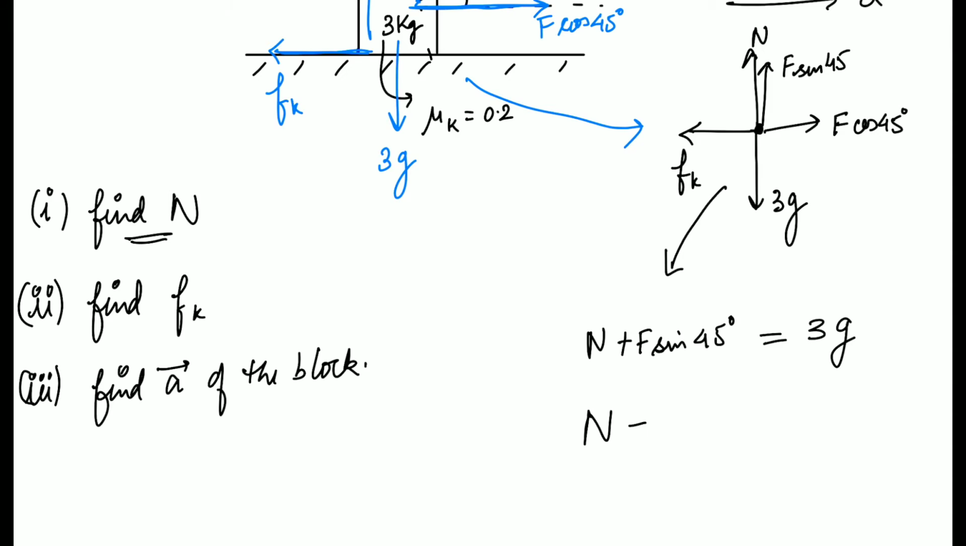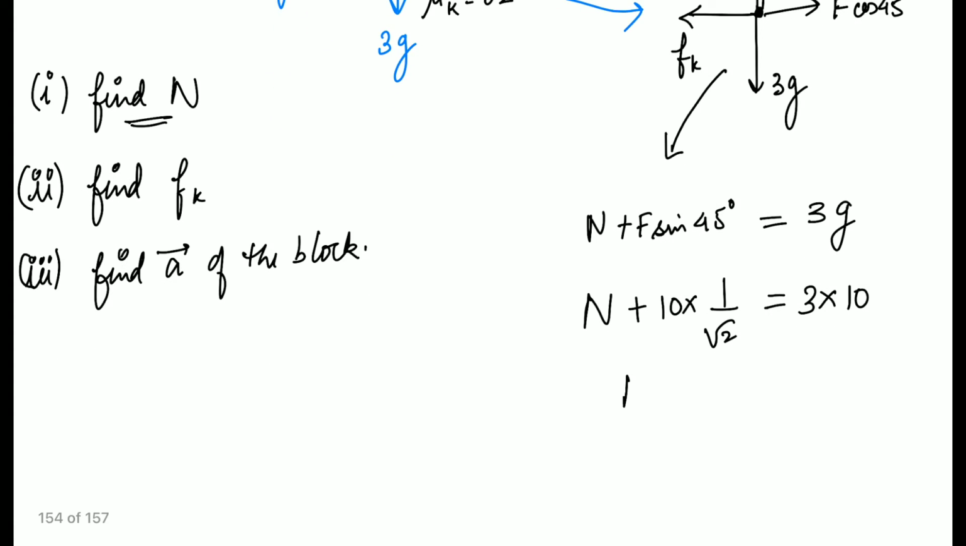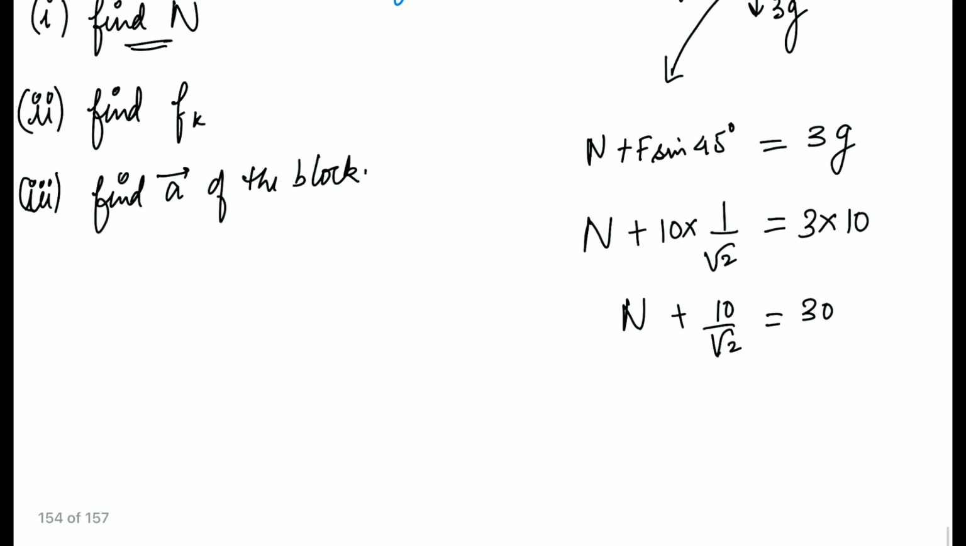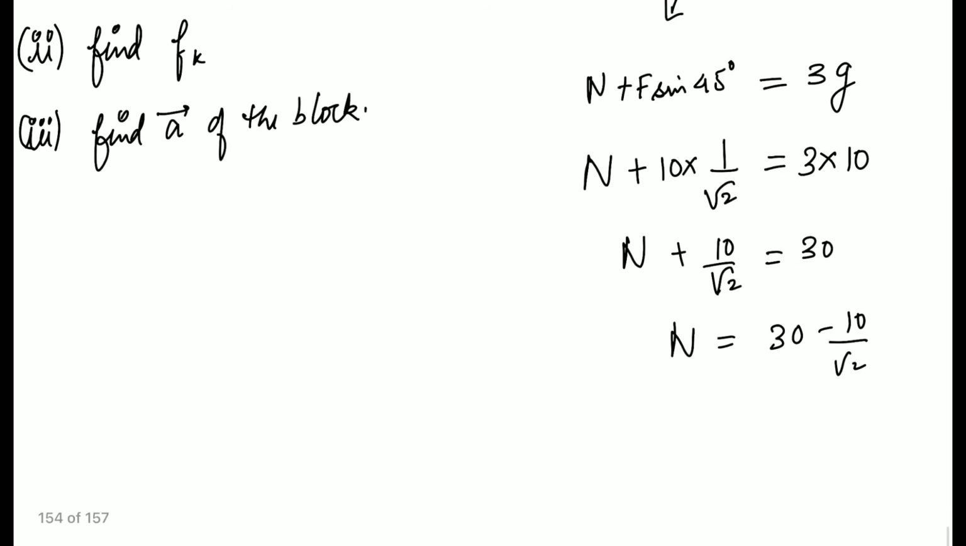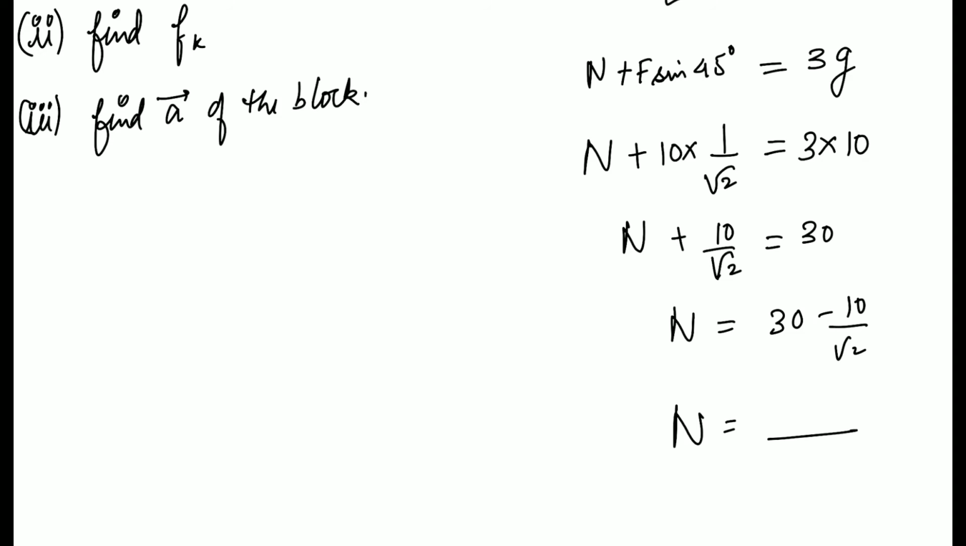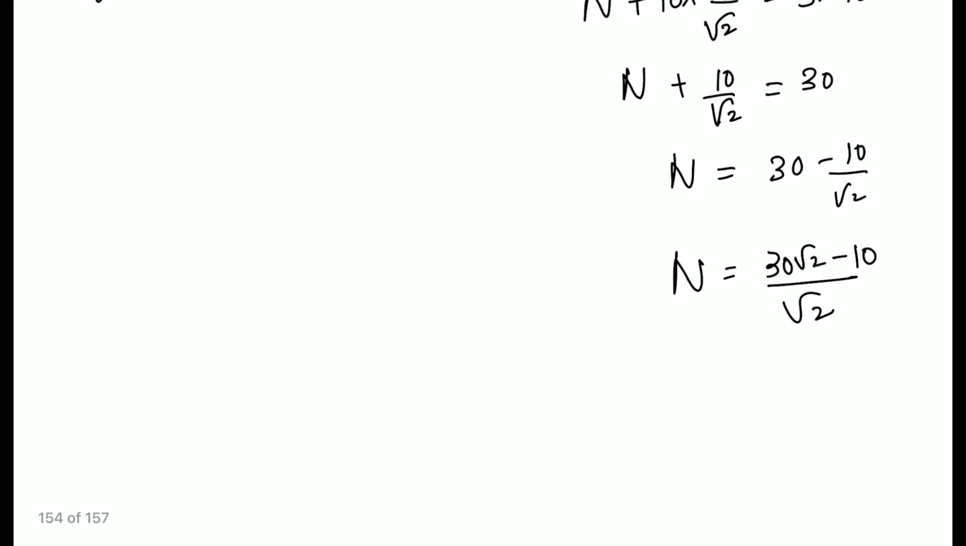I do not know the value of N, plus I know the value of the force, that is 10 multiplied by sine 45, which is 1 upon root 2, equals 3 times g. Let me take g as 10 meter per second square. This is 3 into 10, so N plus 10 root 2 equals 30. Or you can simply say N equals 30 minus 10 root 2.